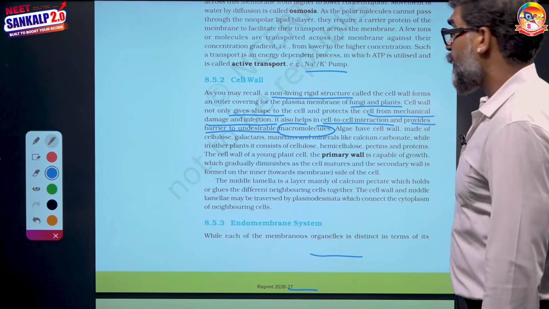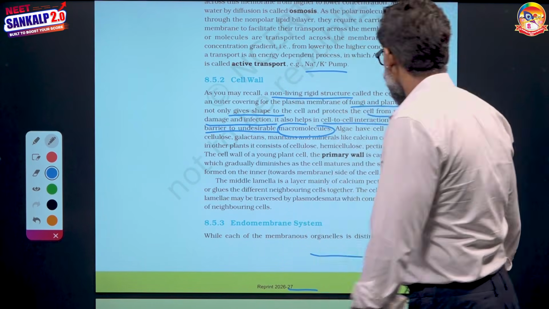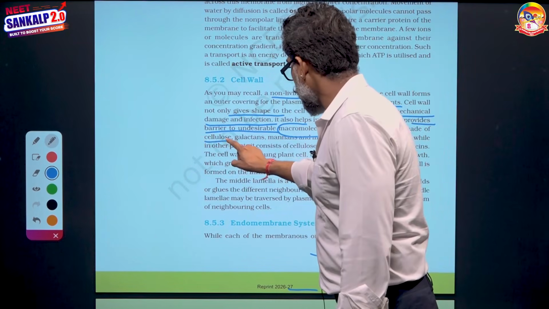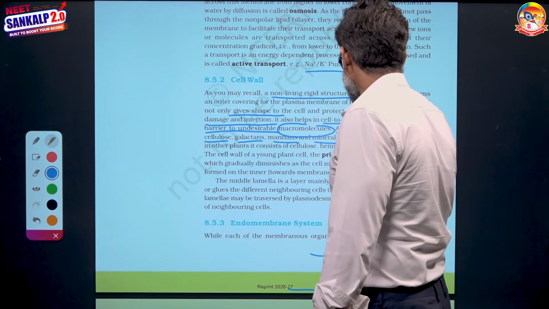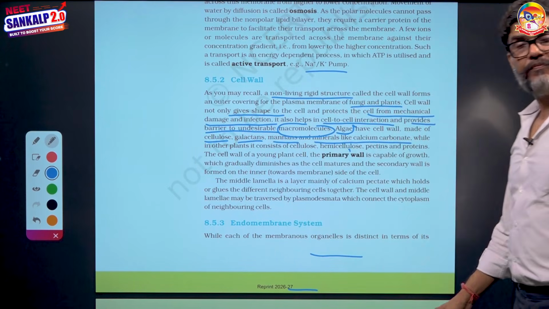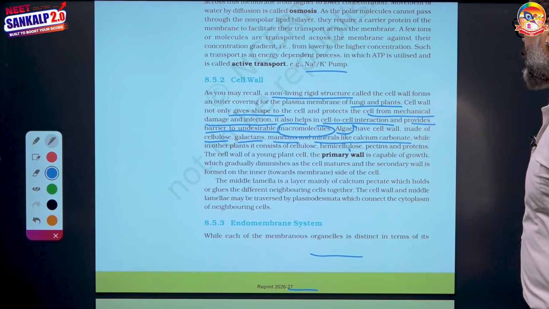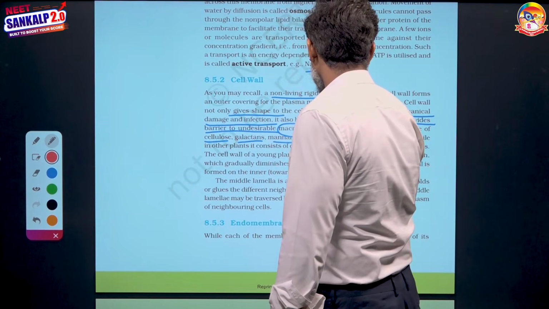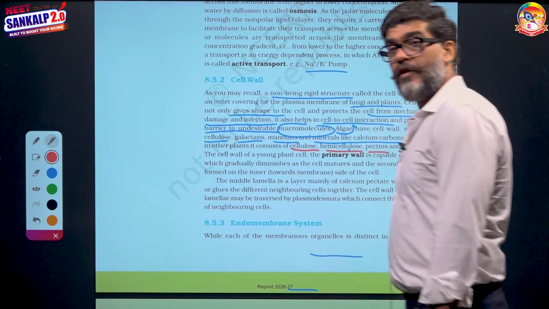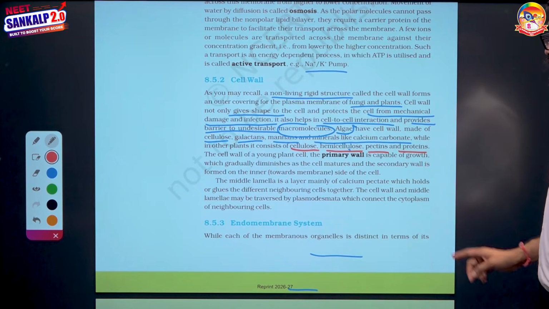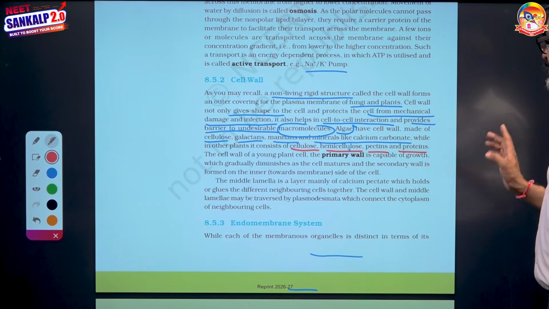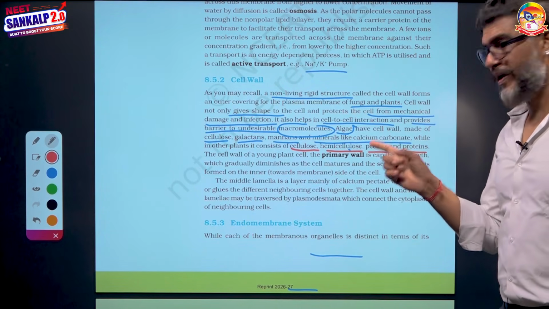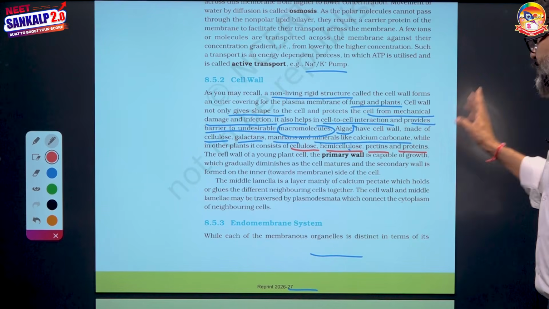Algae have a cell wall. This is a very important question, it has already been asked. The cell wall of algae is made up of cellulose, galactans, mannans and minerals like calcium carbonate. While in other plants it consists of what? Mentioned here: cellulose, hemicellulose, pectins and proteins. So these two lines: the algal cell wall includes cellulose, galactans, mannans and minerals like calcium carbonate, and for the other plants, meaning bryophyta, pteridophyta, gymnosperm and angiosperm, cellulose, hemicellulose, pectins and proteins.